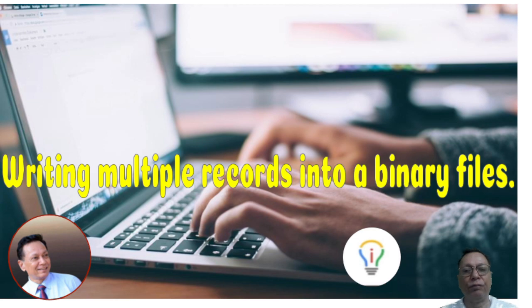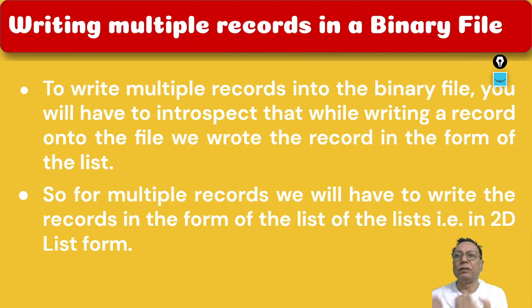So into the binary file, if you want to dump multiple records, it should be in the form of a 2D list. Why? Because you have observed that I tried to write the record in the form of a list. So if you want multiple records, then you will have to use a 2D list, meaning a list of lists. So how to do it? We'll see how to write these records in the form of a 2D list. I'll give you a small demo on how to create the 2D list for the records.